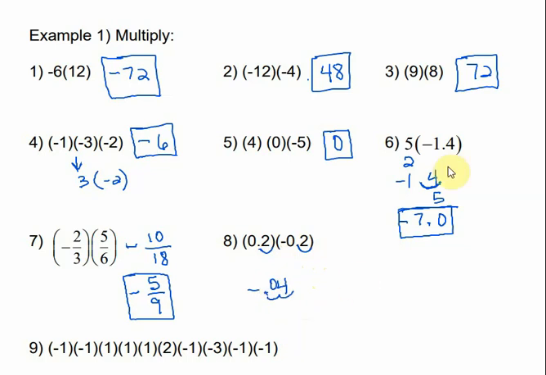And since I didn't have anything in that spot, let me write it a little bit better. Since I didn't have anything in that spot, I need to put something there, and so we put a 0 there. So my answer is negative 0.04, or 4 hundredths.